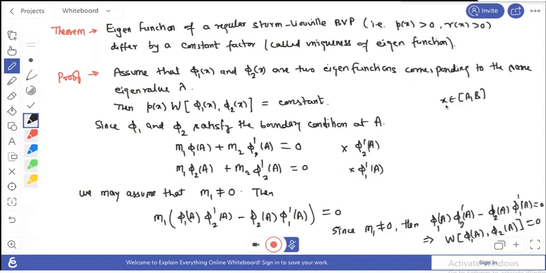Here x is greater than 0 for all x belonging to [a, b]. So this means here p(a) is not equal to 0. Okay, so if p(a) is not equal to 0, you can write here this p(a).